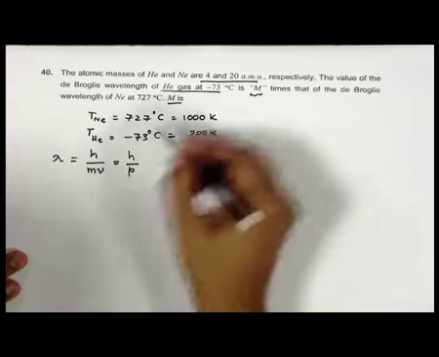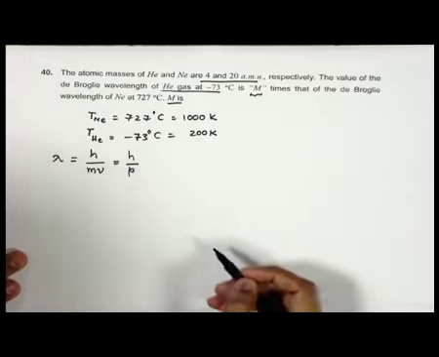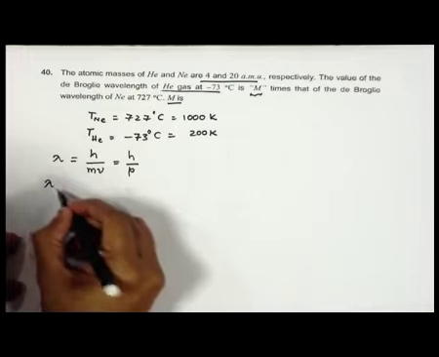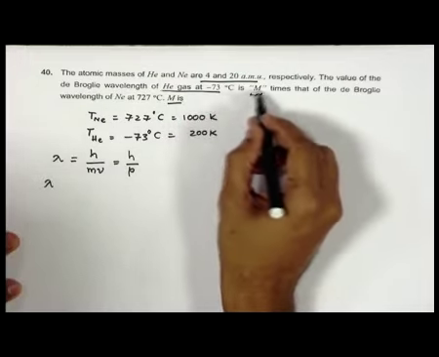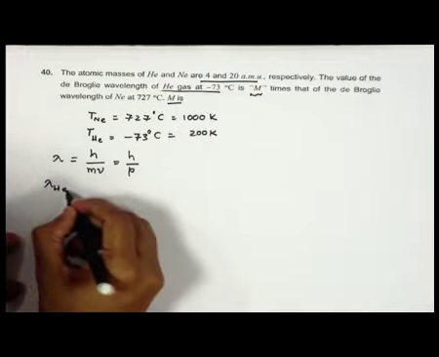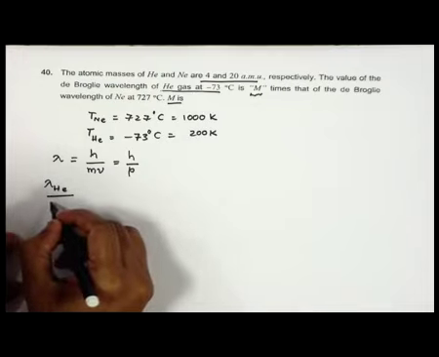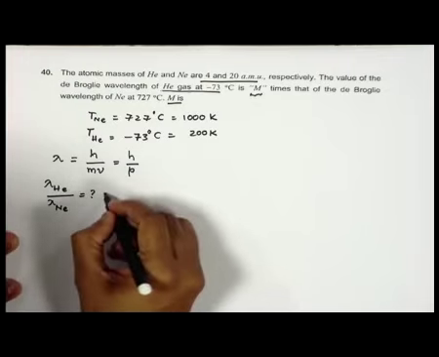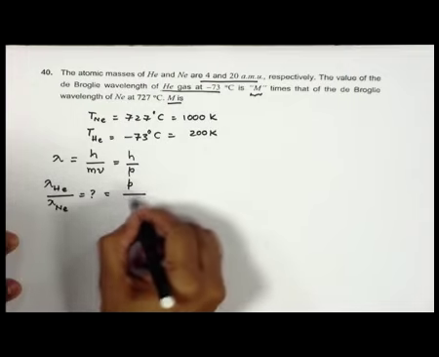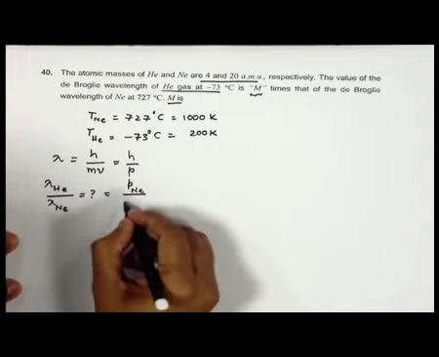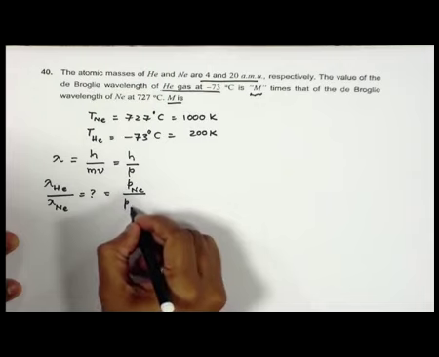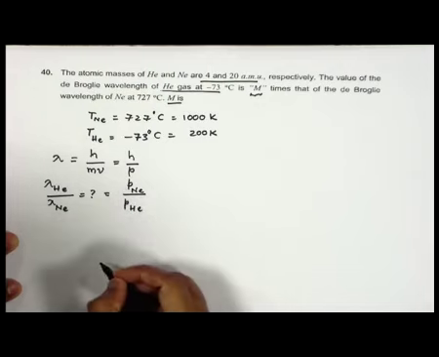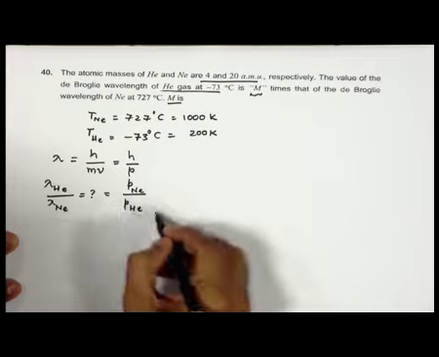The question says that these two gases are kept at different temperatures. So, it wants us to determine lambda He divided by lambda Ne. This is what we wanted to get. If I use this equation, h is a constant. So, I can write lambda He divided by lambda Ne as the momentum of neon divided by the linear momentum of helium. So, this we have to determine.